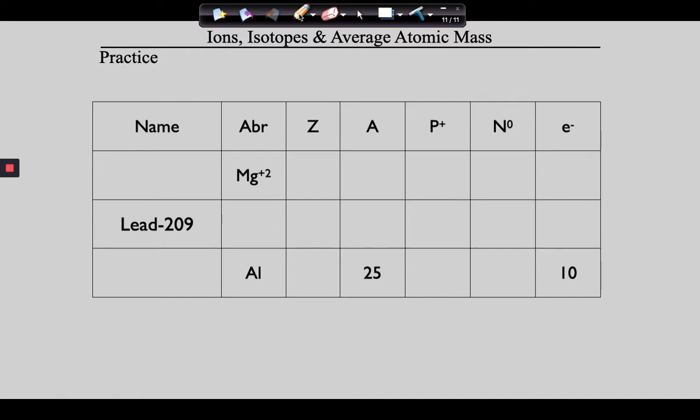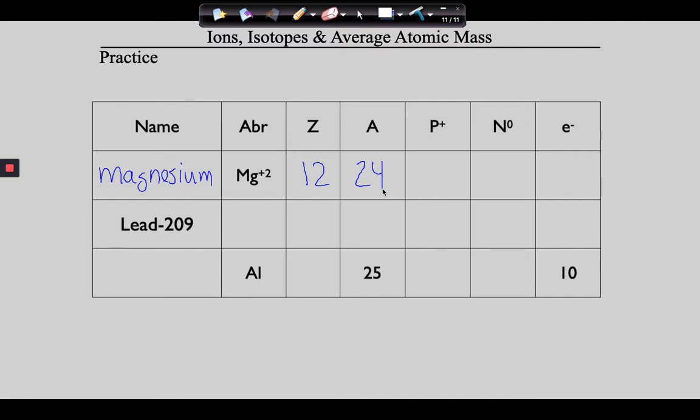So guys, the first example, they give us the abbreviation Mg. So we write out the name, that would be magnesium. Then guys, we find magnesium on the periodic table. Magnesium is element number 12, and then I believe its mass is 24.3, so that rounds to 24.